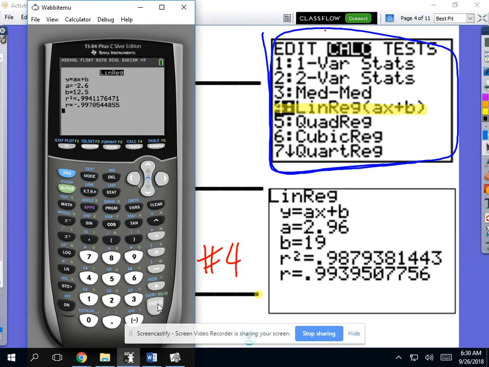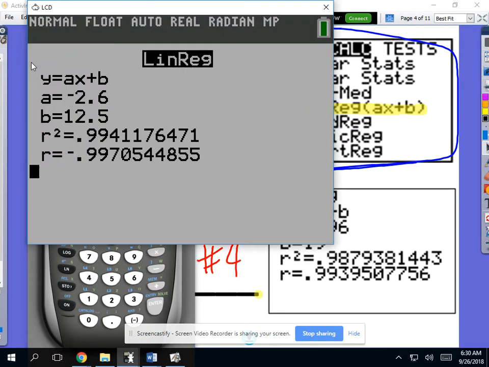Now you can see that I am getting this R value here at the very bottom. Let me pull up the large screen as well. So the three things we care about: you do not care about the R squared. This R squared is something you're not going to use until maybe if you take AP Stat. But in this particular course, what you care about is your A value.